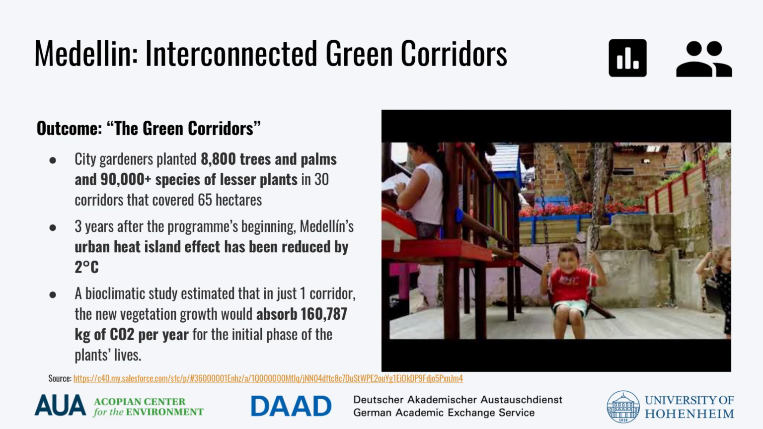A bioclimatic study estimated that in just one corridor, the new vegetation growth would absorb 160,000 kilograms of carbon dioxide per year for the initial phase of the plants' lives. This enabled carbon uptake via plant growth, helped capture particulate matter, PM2.5, and improved air quality. 3 years after the program's beginning, Medellin's urban heat island effect had reduced by 2 degrees Celsius.